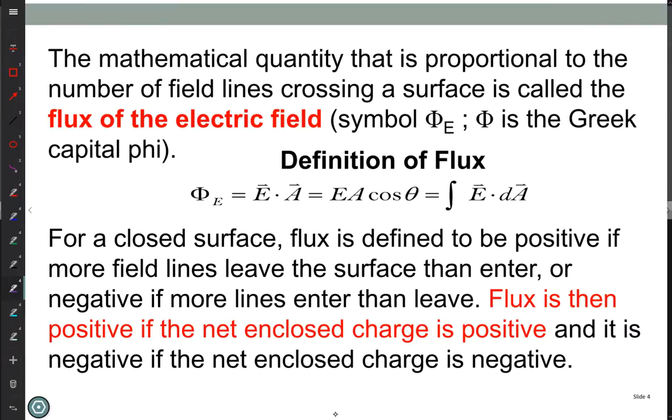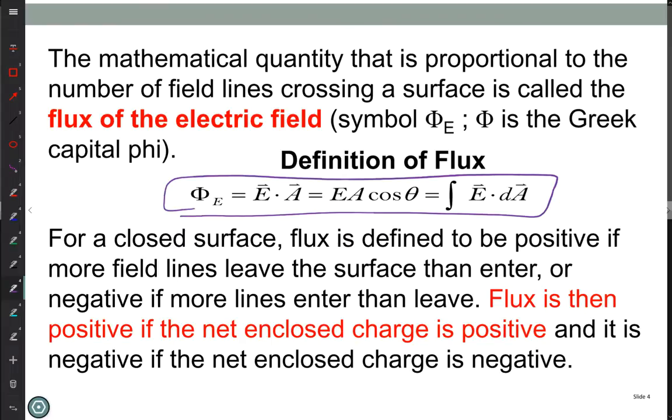Here's the full equation, and I know I've got the aspect ratio off on this one. That's what happens when you change from one slide size to another. But the flux, the symbol is the Greek letter phi because that's the F sound, with subscript E because it's electric flux. It is the integral of E dot dA. So that's the flux for a given surface. And so you're going to integrate over the area. So that's a two-dimensional integral if you're integrating over the area.